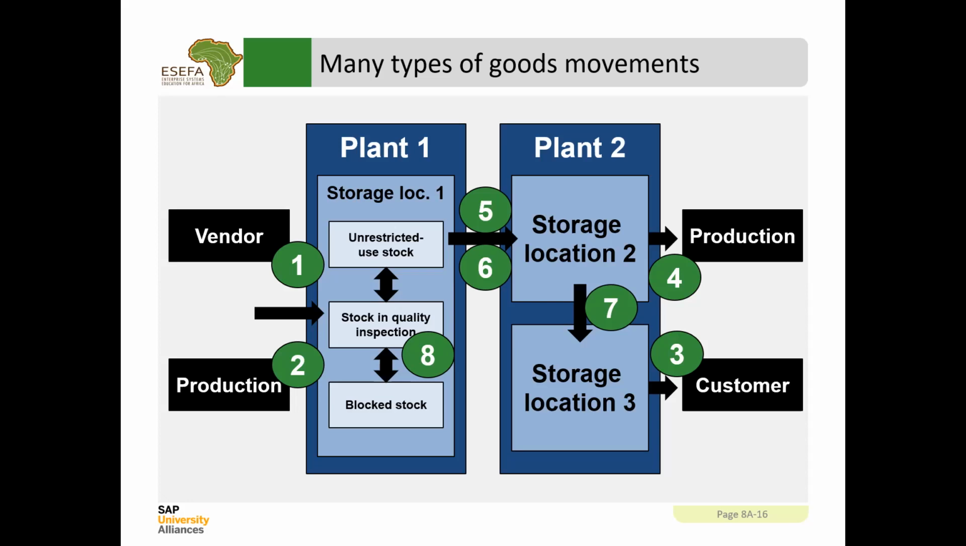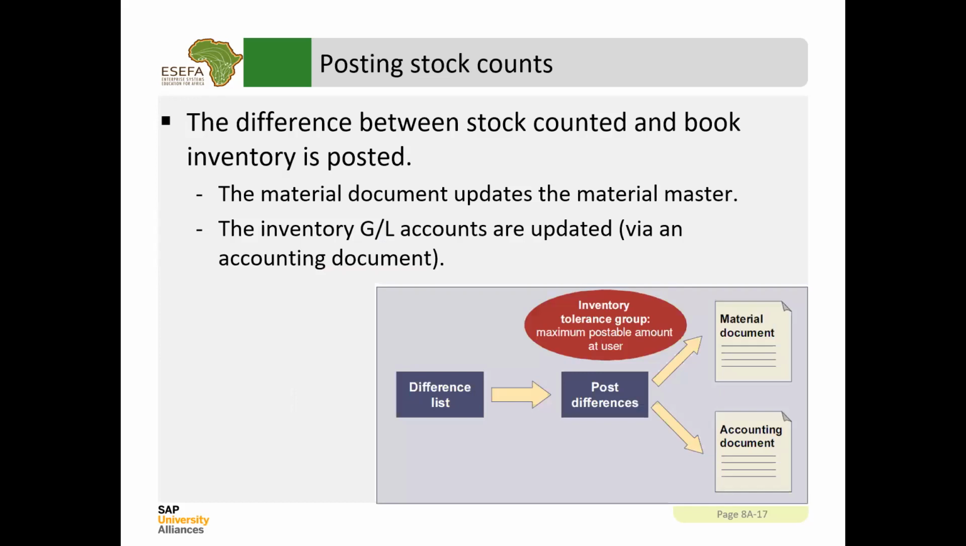So within a plant, there could be multiple storage, more than one storage, as we see here, storage 2, storage 3. Goods can be moved from storage 1 to storage 2, depending on the value that has been added to it. And also, in storage location 1, stock can be transformed from one type of stock to the other. So these are the various types of movement that are possible in a company code.